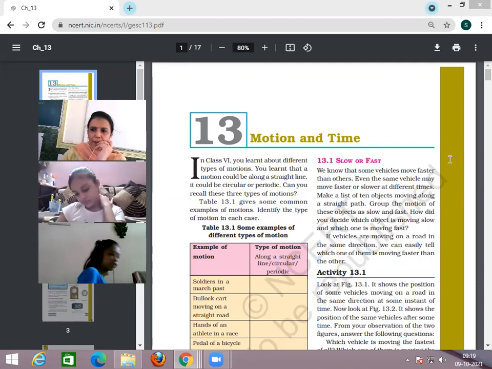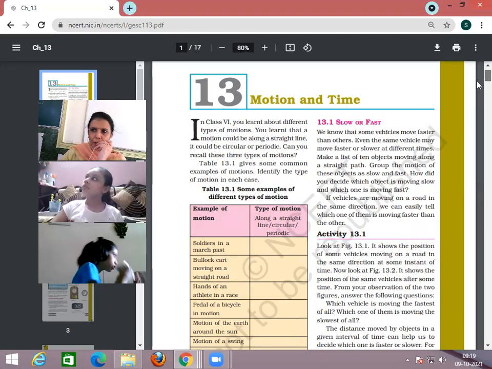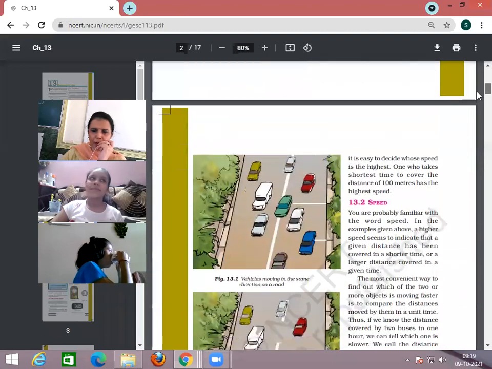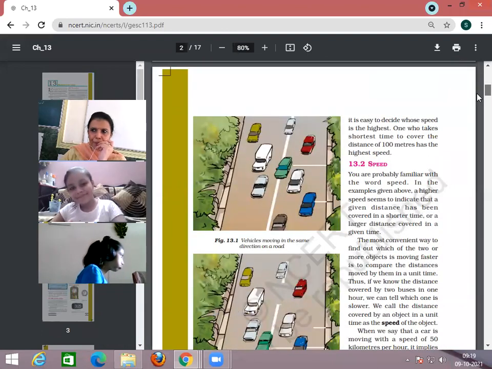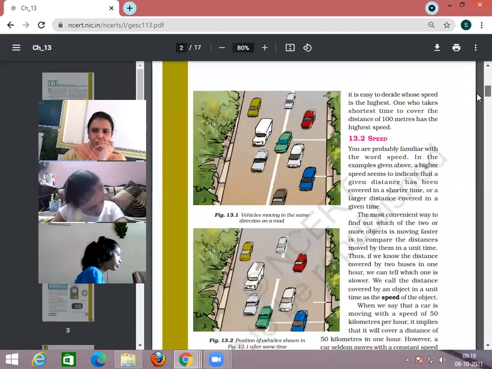So earlier we had discussed motion and time. Yesterday we had started, let's have a look at that. Two types of motion we had discussed, slow and fast. We discussed speed, that is, the distance covered by an object in a unit time is known as speed.